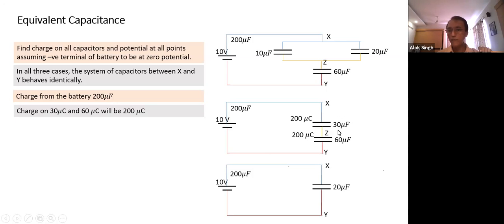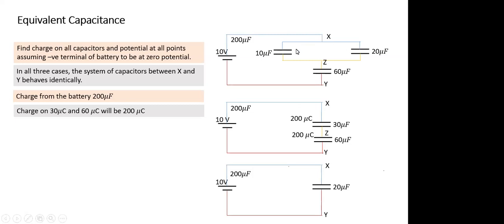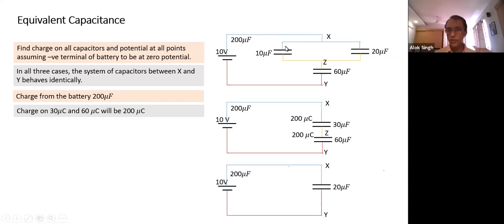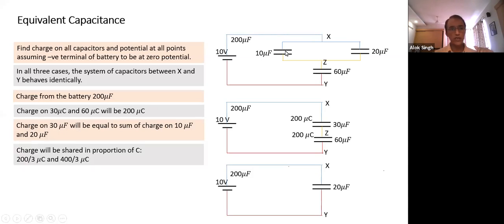What is this 30 microfarad? This capacitor is actually a replacement of these two. So whatever charge this capacitor has received, this 200 microcoulomb, is the sum of the charge received by these two capacitors. So these two put together will receive a charge of 200 microcoulomb. But how would this charge get distributed? Directly in proportion to capacitance. So this will get 1/3 of the total charge, and this will get 2/3 of the total charge. The charge is shared in proportion to capacitance. This will be 200 by 3, and that will be 400 by 3.